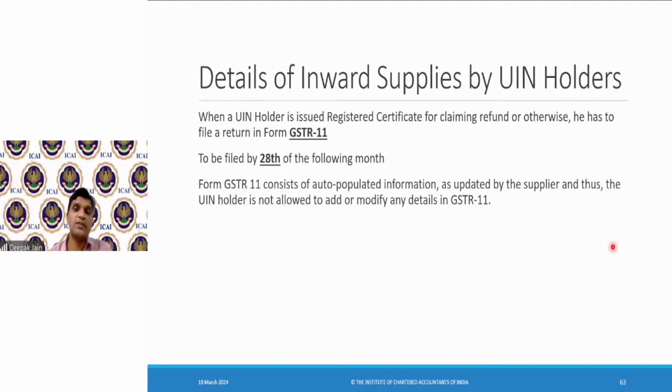Details of inward supplies by UIN holders. When a UIN holder is issued a registration certificate for claiming refund or otherwise, he has to file a return in GSTR 11. He has to file a monthly return by 20th of the following month. Every 20th he will file it. Form GSTR 11 consists of auto-populated information updated by the supplier, and thus the UIN holder is not allowed to add or modify any details in GSTR 11.